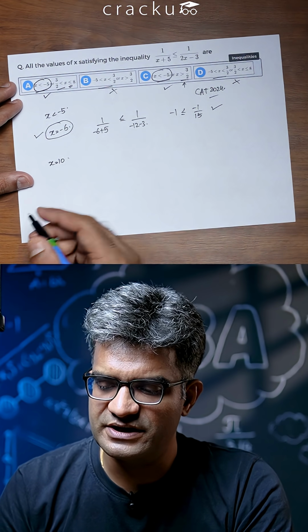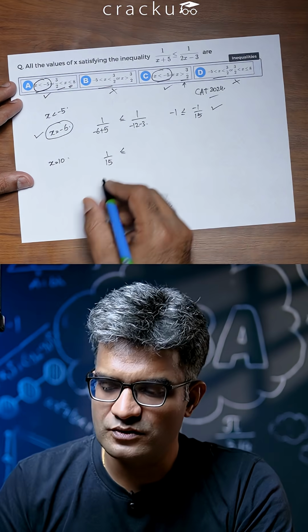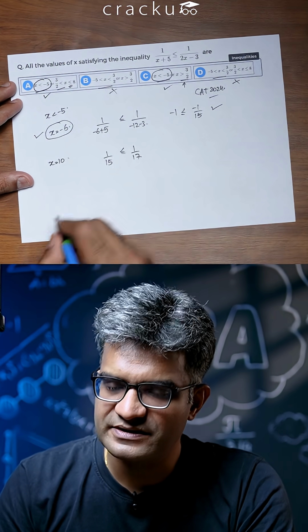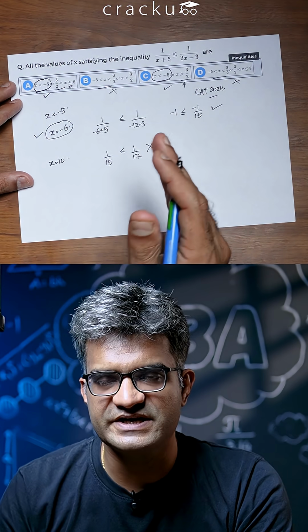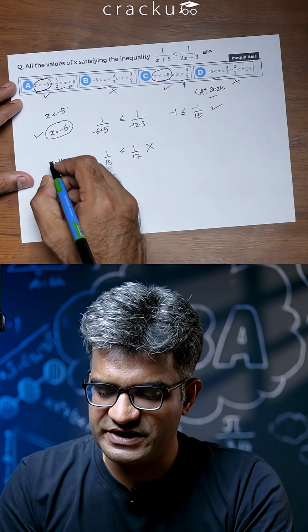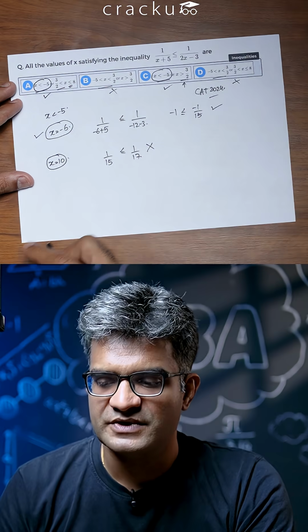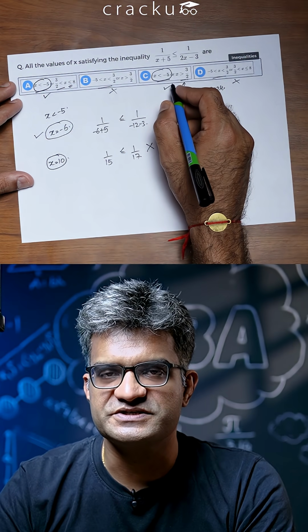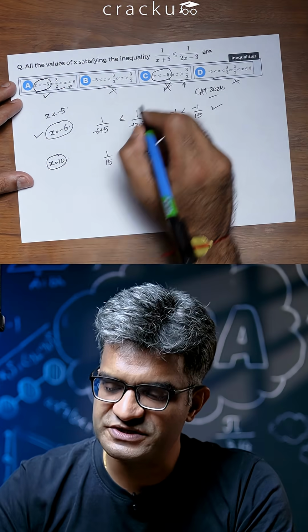When x is equal to 10, the inequality becomes 1 by 15 is less than or equal to 1 by 17. Is this true? This is not true because 1 by 15 is greater than 1 by 17. This would imply that when x is equal to 10, this should not be part of the interval. And x is equal to 10 is part of option C, but we don't want this to be part of the interval. So it will not be option C.